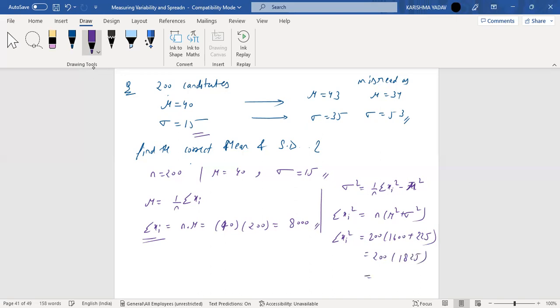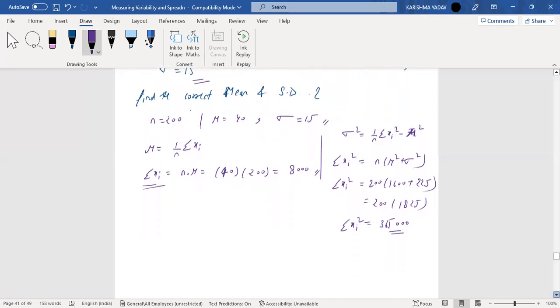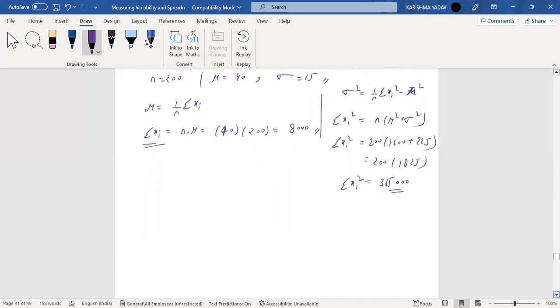Let's just multiply this by 200, okay, 365,000. So we got the value for summation xi square, that is equal to 365,000. So we have the values of summation xi and summation xi square by this. Now what is corrected sigma xi? The previous sigma xi is 8000.